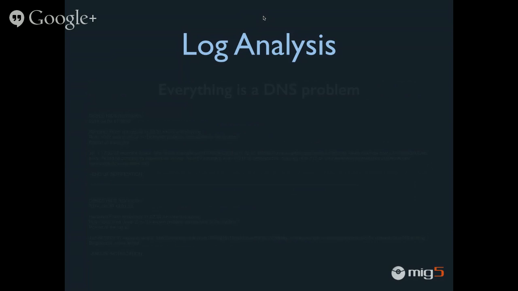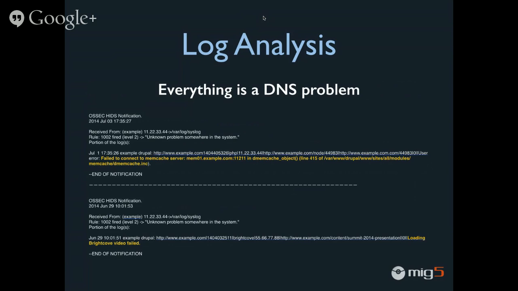So as I started to use OSSEC, I started seeing these sorts of things going, gee, I can get a lot more out of this than just attacks. Everything is a DNS problem, the famous saying: cannot connect to memcache, okay. This one below happened just the other day. That was that Linode London lost all of its DNS functionality.